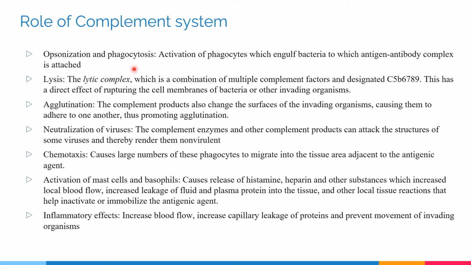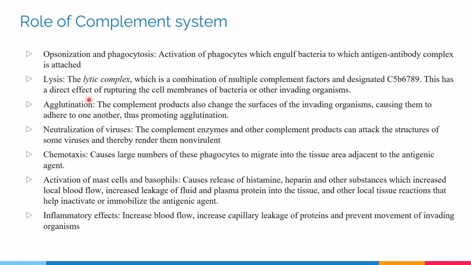This phenomenon is also shown by antibodies, which when bound to a particular foreign object can opsonize it or make it more attractive to the macrophages and neutrophils to eat it. So essentially making it look most tasty to the particular phagocytes. So activation of phagocytes, which engulf bacteria to which the antigen antibody complex is attached, is one of the roles of the complement system. The second role is lysis.